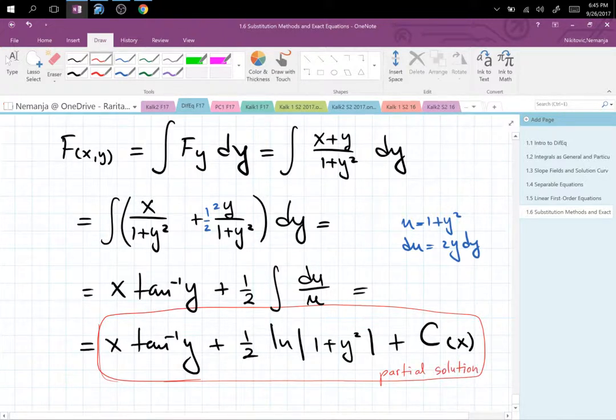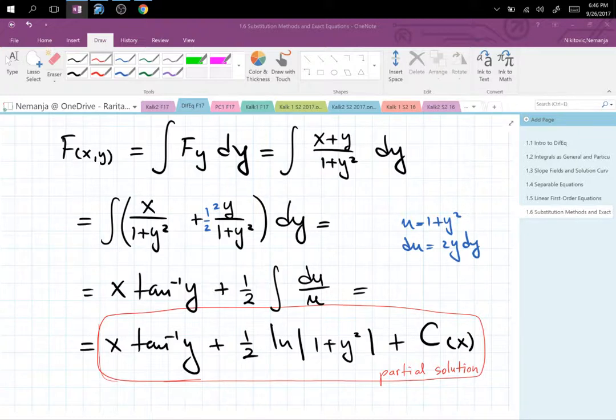So it doesn't matter whether you pick fx and integrate with respect to x, or you pick fy and integrate with respect to y. You are going to get a partial solution to this. Now, once you have the partial solution, you will differentiate using partial differentiation. You will differentiate in terms of the variable that you did not integrate with respect to.